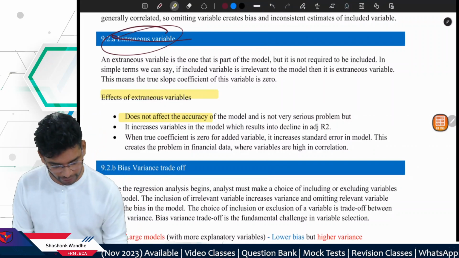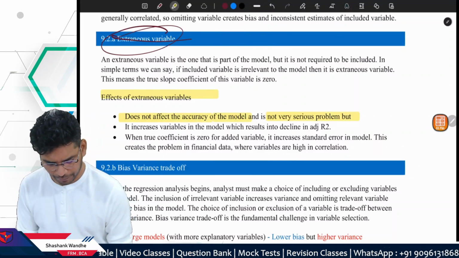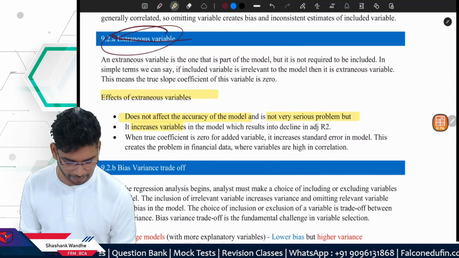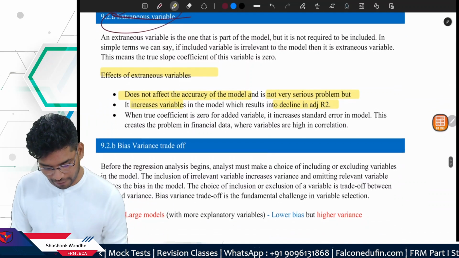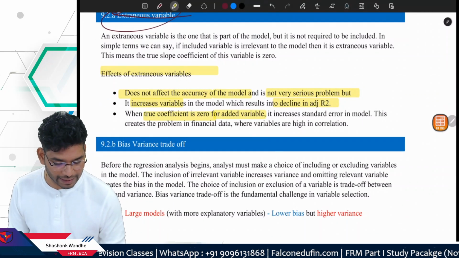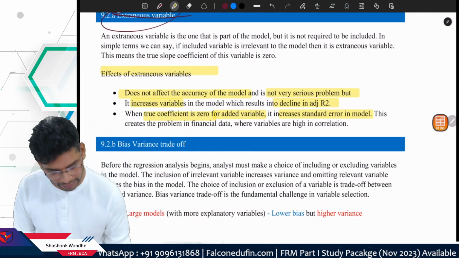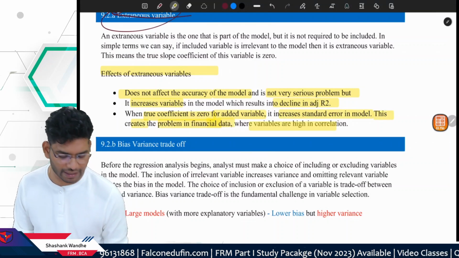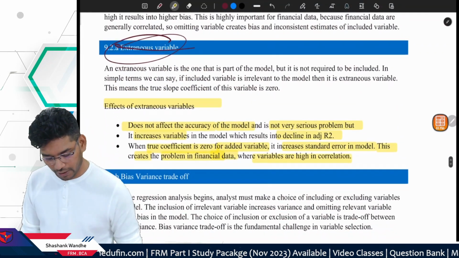Effect of extraneous variable. First of all, it does not affect the model and is not a very serious problem, but it increases the variable's explanatory power and results in a decline in adjusted R square. And when the true coefficient of the added variable is 0, it increases the standard error in the model. This is a common problem in financial data where variables are highly correlated. So this is again the problem with the extraneous variable. You have to understand it.